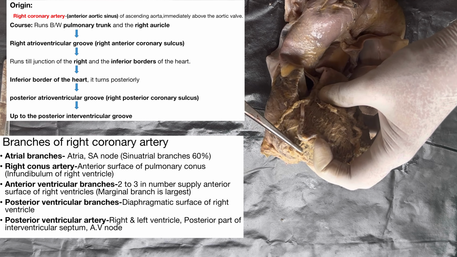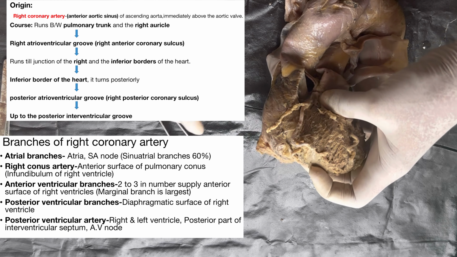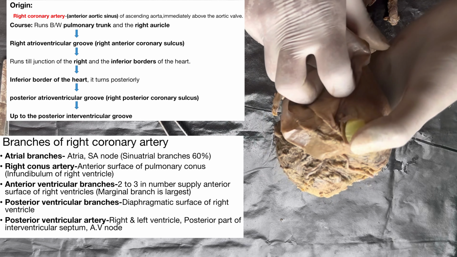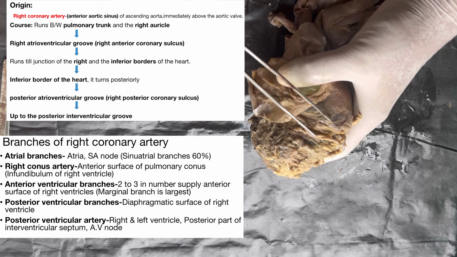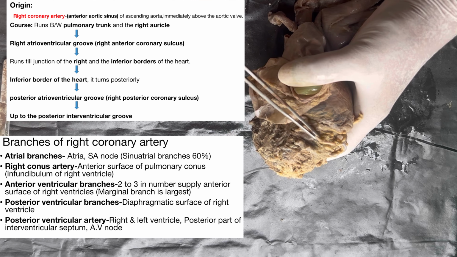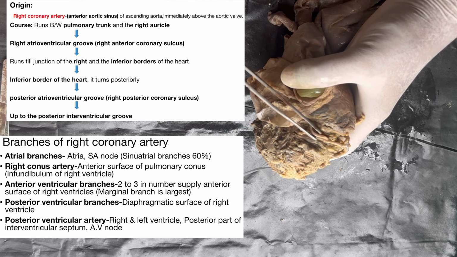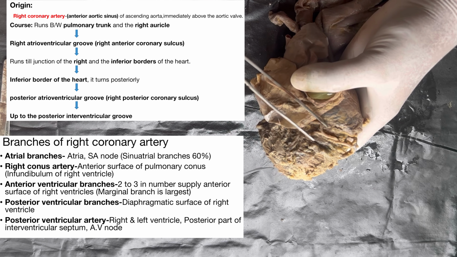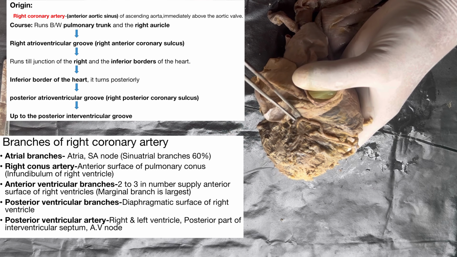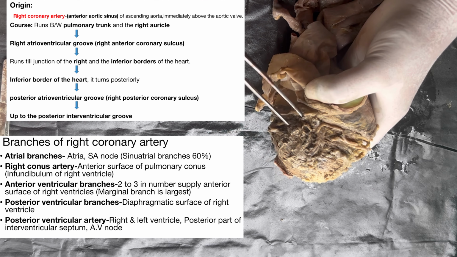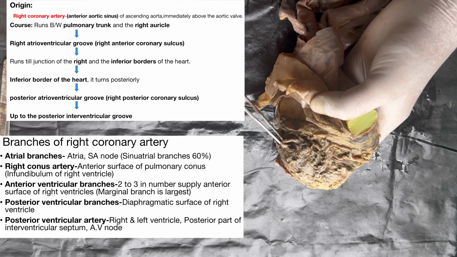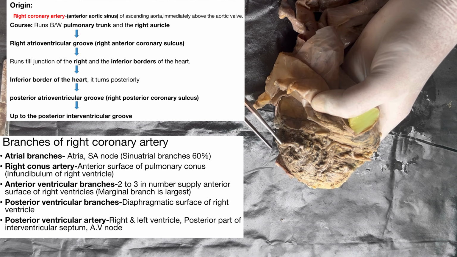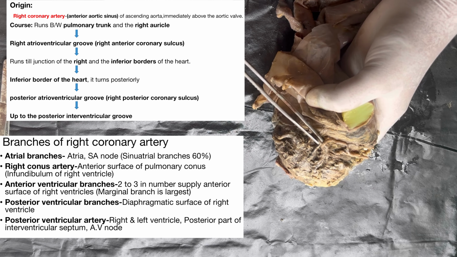Now, this is known as the main right coronary artery, which is moving towards the diaphragmatic surface. It means it passes through the groove, and this groove is known as the posterior atrioventricular groove, also known as the right posterior coronary sulcus. Now this right coronary artery gives small branches which anastomose with the circumflex artery. So this is the circumflex artery, which is a branch of the left coronary artery.